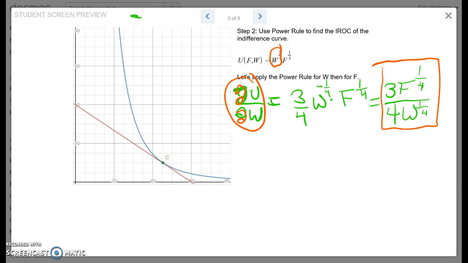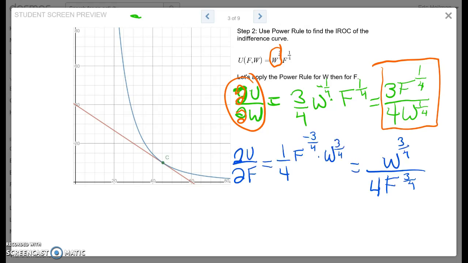So that was applying the power rule to the utility function for water. Now we need to do the same thing, but treat food, f, as if it were the variable. So go ahead. I'm going to pause it again, give you a second to work out your answer to that, and then I'm going to put it up on the screen. So have fun. Be back in a second.